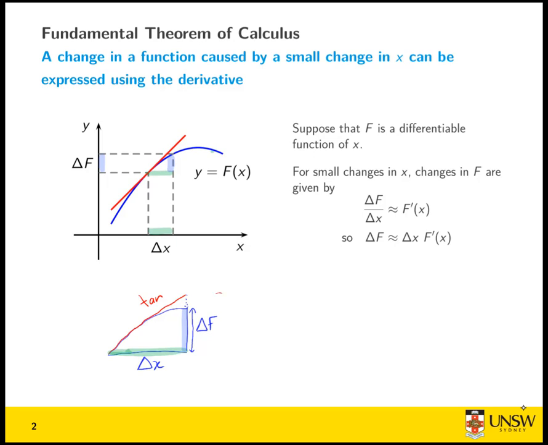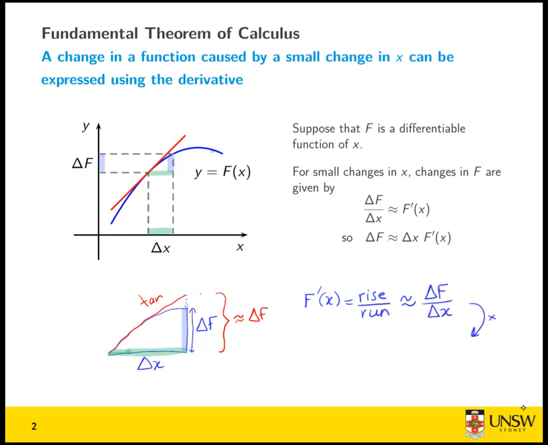Delta f, the change in f, really is this. If delta x is small, this side of the triangle using the tangent will be very close to the change in f. The reason why you want to use the tangent is because you know that the slope of the tangent line is rise over run, and that gives you a way of calculating what you want. Now the rise is almost equal to the change in f, and the run is delta x.